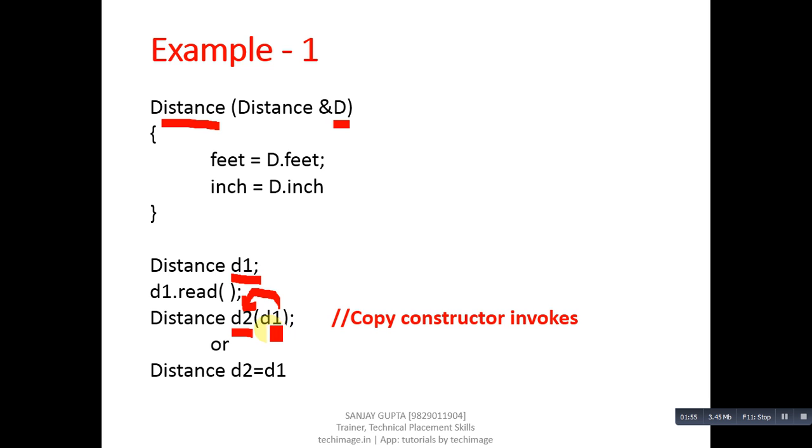So the reference of D1 will be passed to D, and D.feet and D.inch will be assigned into feet and inch, which belong to D2. So friends, you can say that the values of D1 are referenced by D, and through D they are assigned into feet and inch, which are related to D2. So if we want to assign values of an object into another object at the time of its creation, then a copy constructor can be used.